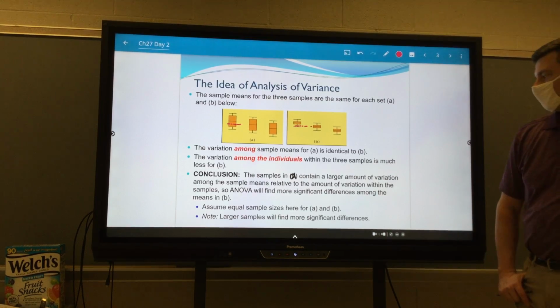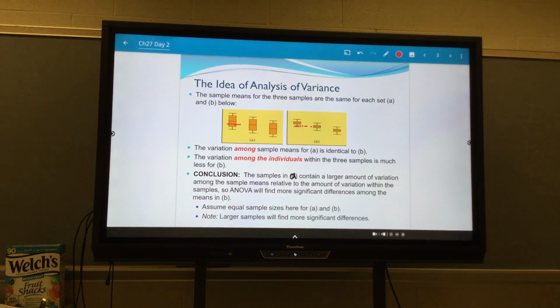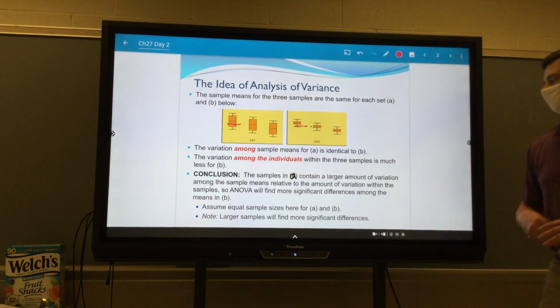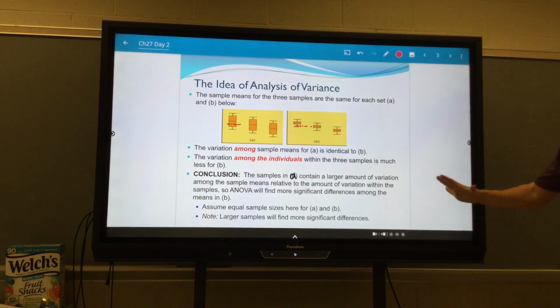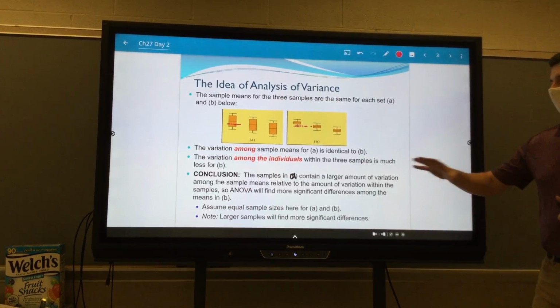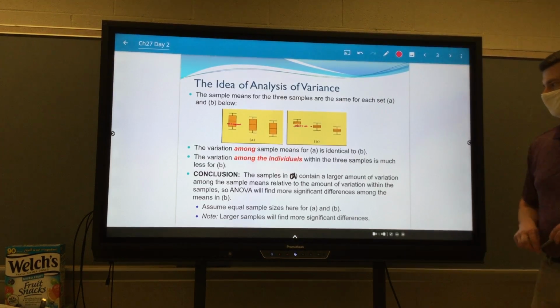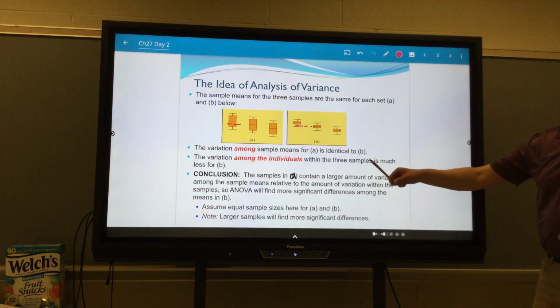So when we're comparing these, okay, the samples in B contain a larger amount of variation among the sample means relative to the amount of variation within the samples. So ANOVA will find more significant differences among the means in B.